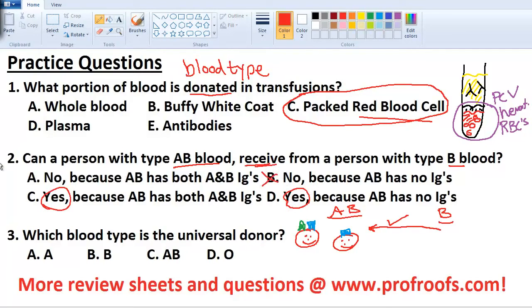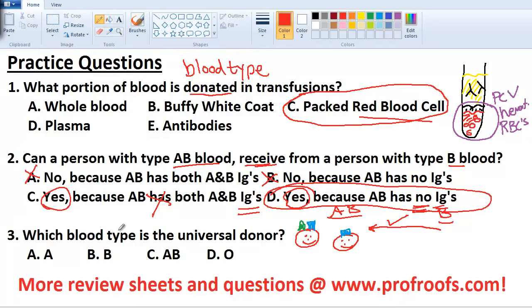Well, let's cross these out so we don't mess it up. Because AB has both A and B immunoglobulins? No, that's not true. Because AB has no immunoglobulins? Yes, that's true. So it's going to be choice D. There are no haters because AB has both antigens, both hats there.